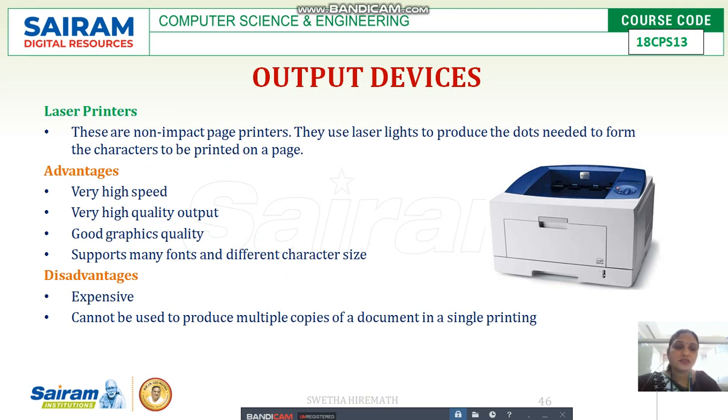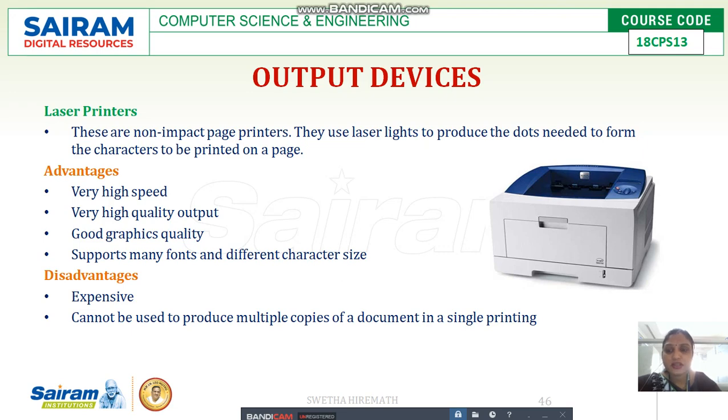First let us see what exactly a laser printer is and how exactly it works. In the diagram you can see what the laser printer looks like. These are non-impact page printers. They use laser light to produce the dots needed to form the characters to be printed on a page. So they use laser technology in order to print characters on a page. What are the advantages of these laser printers? They have very high speed, very high quality output, good graphics quality, and support many fonts and different character sizes. So these are the different advantages.